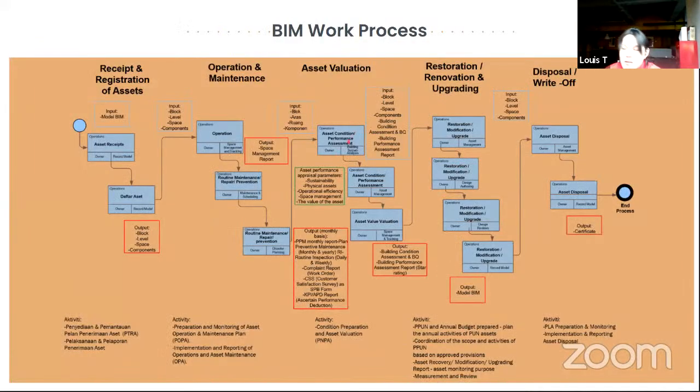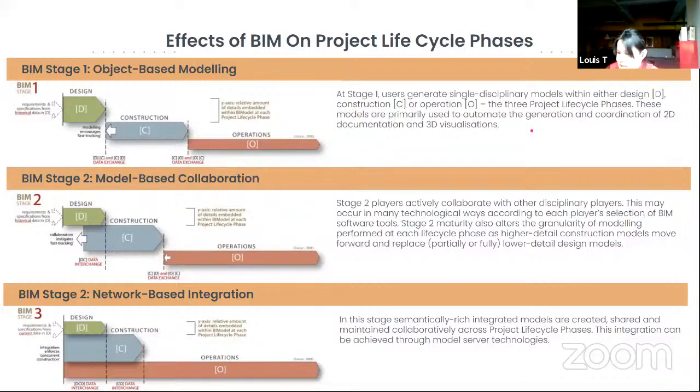And next, we proceed to this BIM work progress, which is also very much linked to the project life cycle. As you can see from the very first stage, receipt and registration of asset, the people in charge will receive all the models or all the information from the modelers or designers, and then evaluate all the models, followed by operation and maintenance, asset variations, restoring, renovation and upgrading, and lastly, report and write-off. So this is a very basic timeline for the BIM work progress.